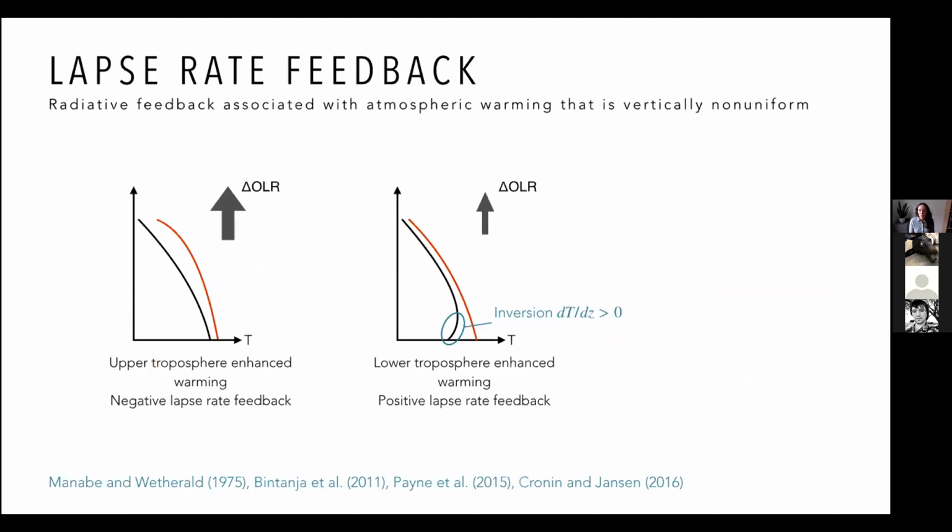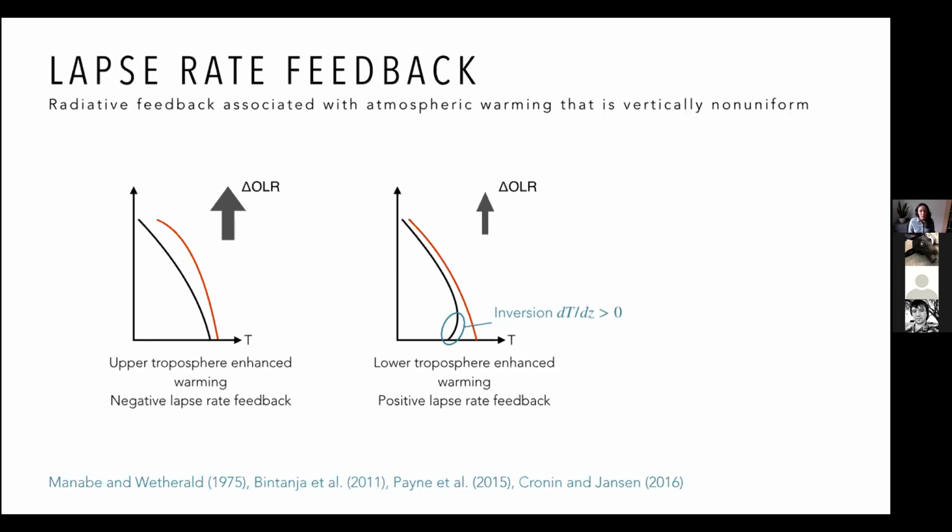So let me take a moment to describe the lapse rate feedback and how it manifests differently in the tropics and in the polar regions. The lapse rate feedback is defined as the radiative feedback associated with atmospheric warming that's vertically non-uniform. It's negative, indicated schematically on the left, where moist convection leads to greater warming in the upper than in the lower troposphere, which then strongly increases outgoing long-wave radiation.